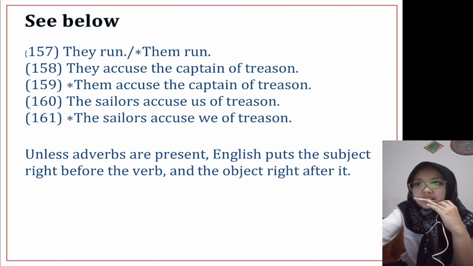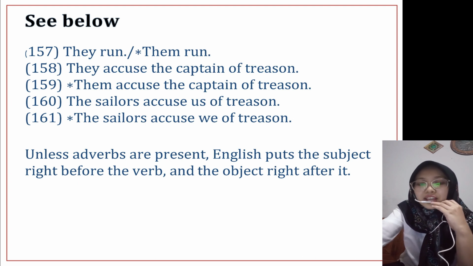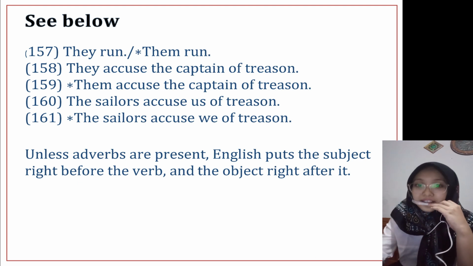Look at the example. They accuse the captain of treason. We see that the word accuse is a verb, then they is a subject. The subject is right before the verb, and then the captain of treason as the object is right after accuse as the verb or predicate. So this is actually another diagnostic for subject and object. The third argument is an adjunct. This is formed by using the preposition of treason, so it is called a prepositional phrase.